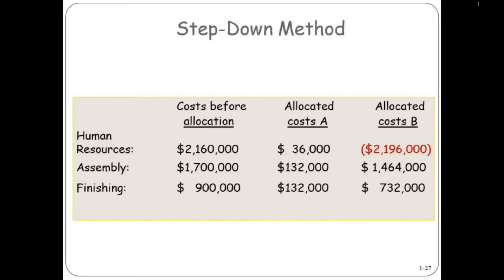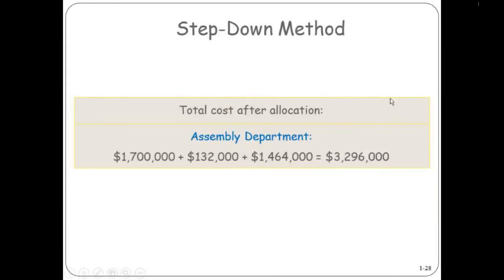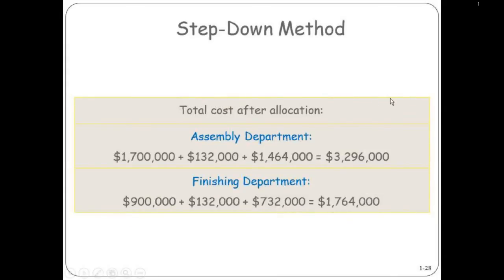The net result is that HR is now clean, and assembly and finishing have absorbed all of the costs. You end up with the production departments absorbing all the costs every time. They've absorbed all the costs, but in a different solution than we had with the direct method. The numbers change. Sometimes it's material, sometimes it's not. And here's how it would shake out.